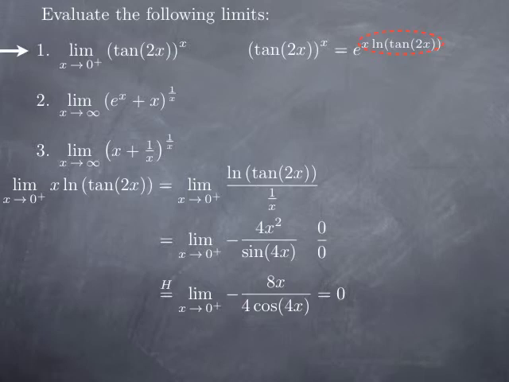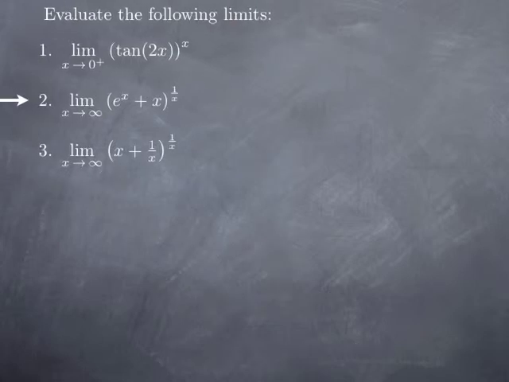In other words, it's a limit of x ln of tangent of 2x, but what we want is a limit of tangent 2x to the x. And to get that, we just need to plug in the limit that we have obtained for the exponent inside the exponential function. So in other words, we get for the limit e to the 0, because 0 is the limit of x ln of tangent 2x, and e to the 0 in this case is 1. So 1 is the limit of tangent 2x to the x at 0 from the right.